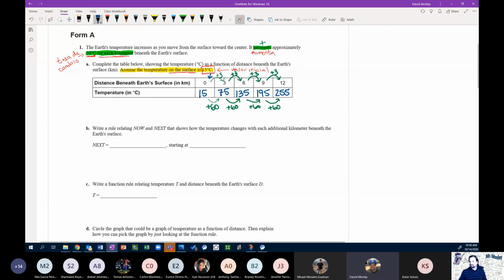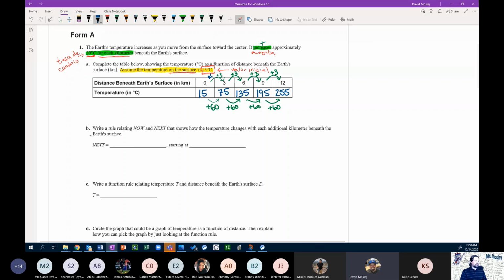Right. Anna, yes, excellent, good job, 255. So now we've done the table. We've completed part A. Right. Yes, good job, Christian. Perfect. All right, so we have our temperature increasing as we go farther beneath the Earth's surface.